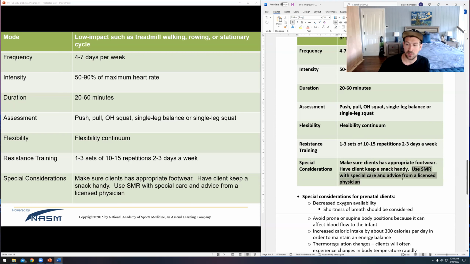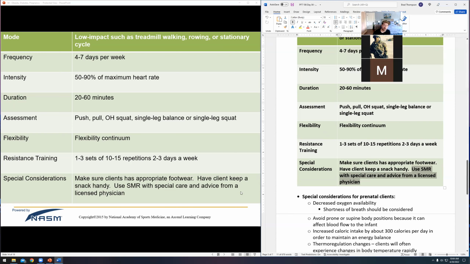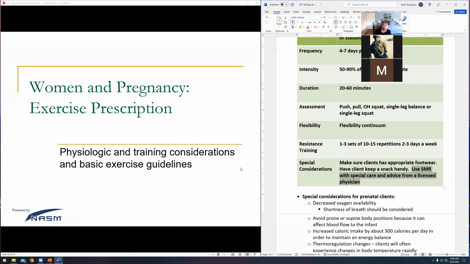And then use SMR with special care. Foam rolling can sometimes cause bruising, and if your client is a diabetic, they are going to bruise a little more easily, again, due to that decreased metabolism. Their metabolism's not functioning quite as well as it should. So foam rolling can be a little bit high risk here. A lot of times I will skip the rolling and go straight to the stretching with my diabetic clients.